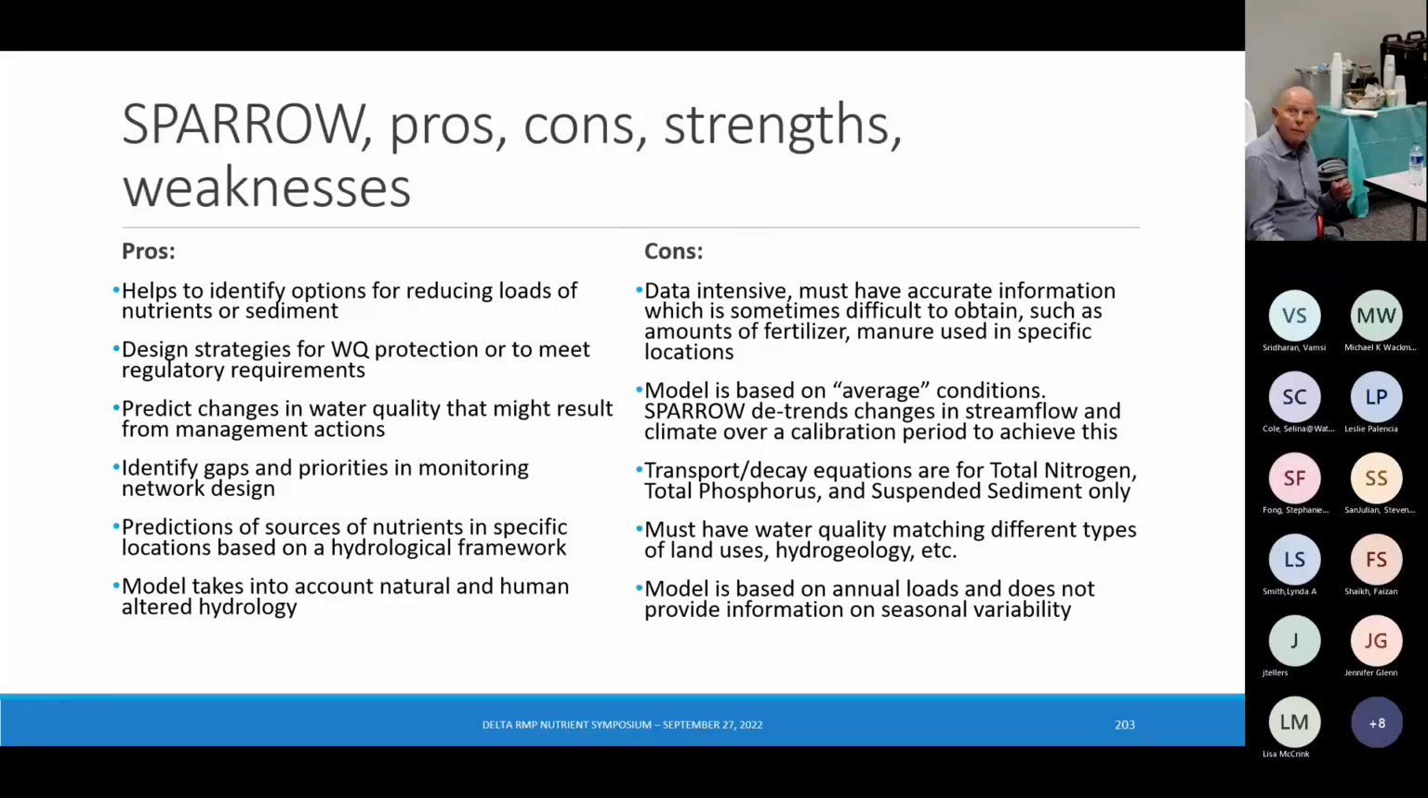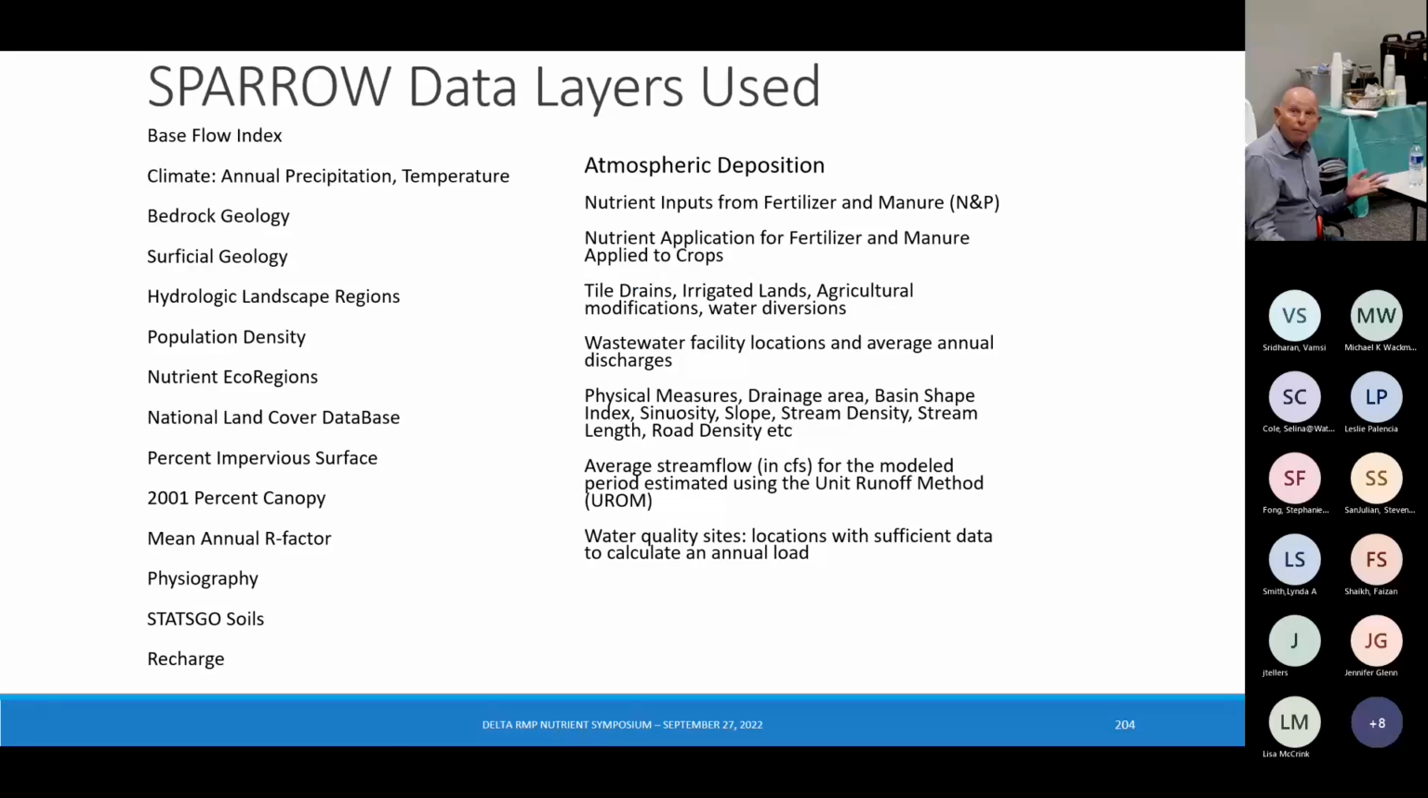So next slide. All right, so I think I've already gone through this. I don't want to mention this again. So some of the data layers that are used, like wastewater, atmospheric deposition, and so on, and geohydrological factors and climate. So next slide.